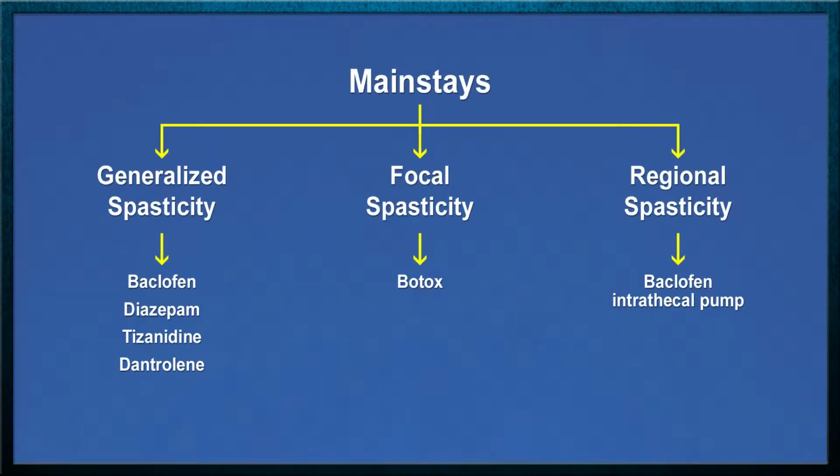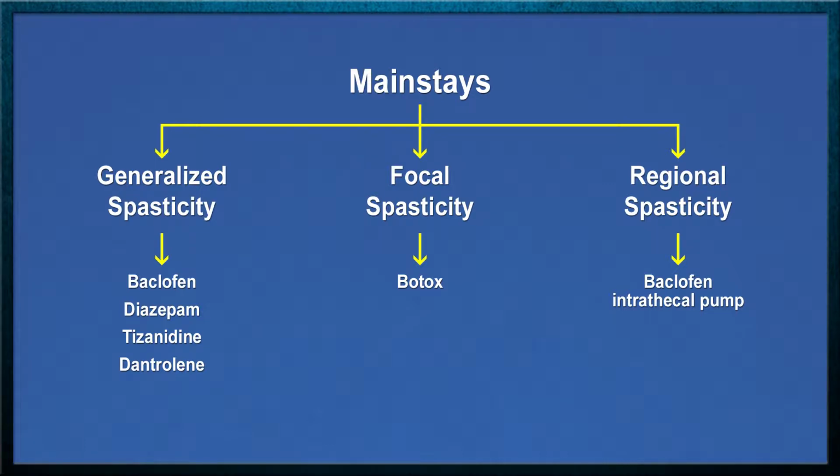With regards to all the spasticity medications that we use, they're broken down based on how the spasticity comes about. Is it generalized in the patients, like spasticity across the board? Then we use medications like baclofen and diazepam. Those two are the mainstays. But there are other choices, so there's dantrolene and tizanidine as well.